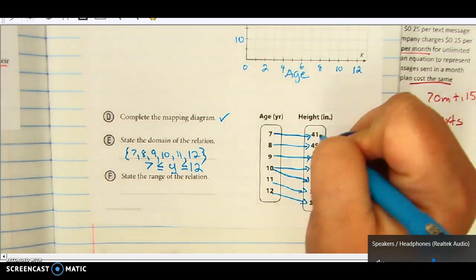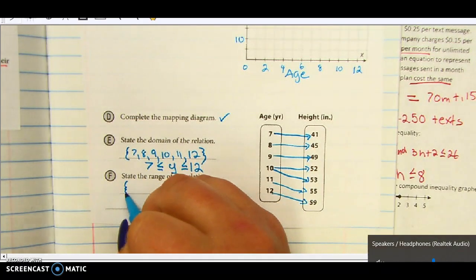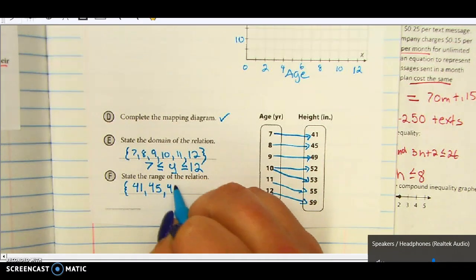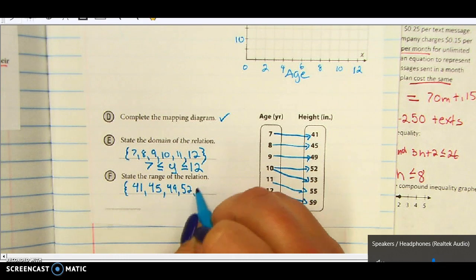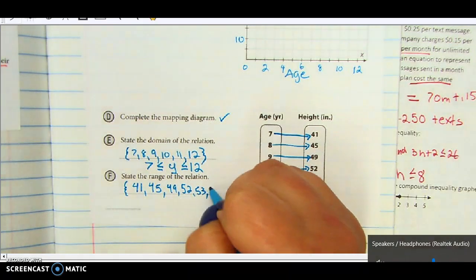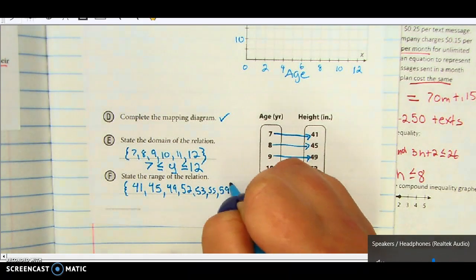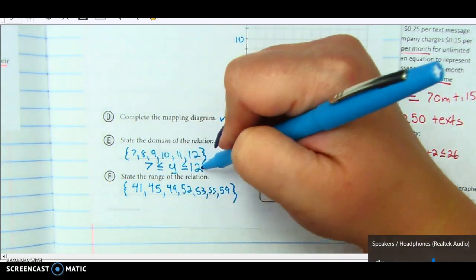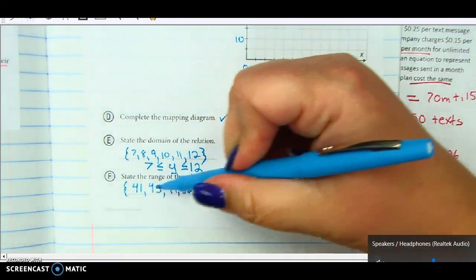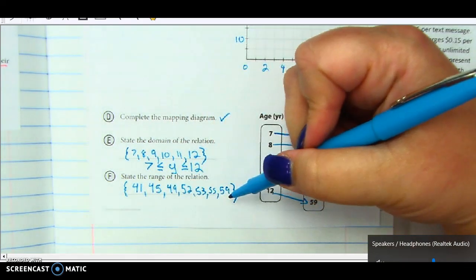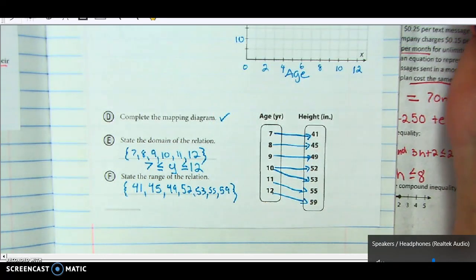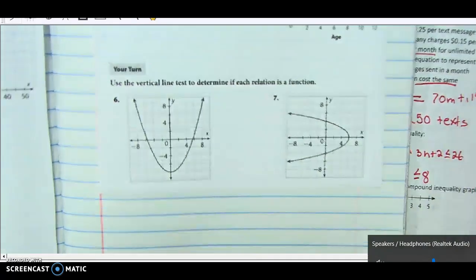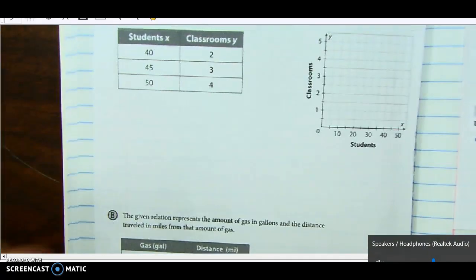The range would simply be all of these numbers. So in this case, 41, 45, 49, 52, 53, 55, and 59. This one you could not write like this because it's only specifically these numbers here. Only specifically those numbers. So that's understanding relations. Now let's go ahead and look at recognizing functions.